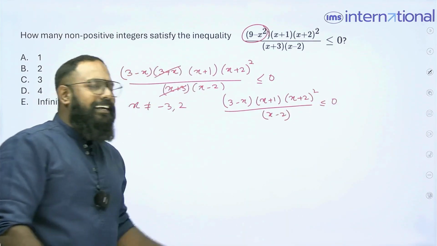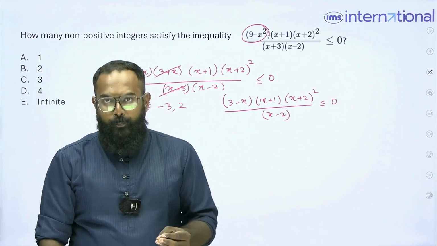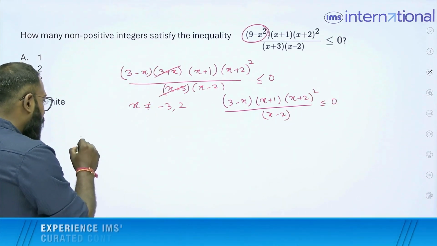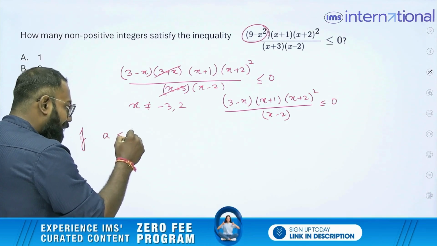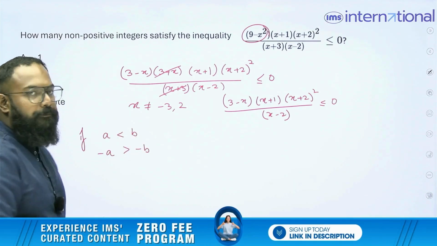Now, can I take this x minus 2 to the right hand side? At this point of time, no. Why? If a is less than b, my negative a is going to be more than negative b.